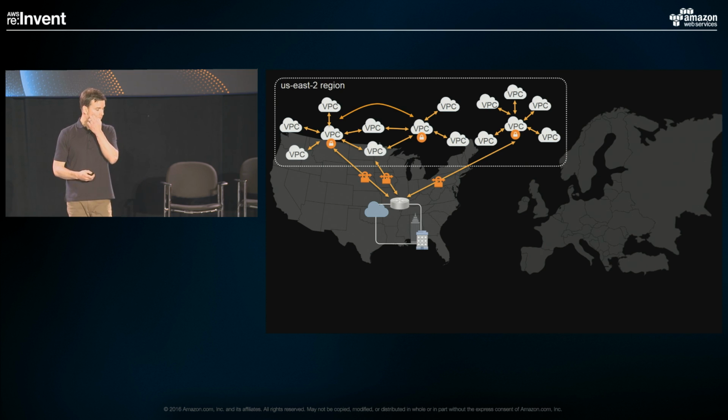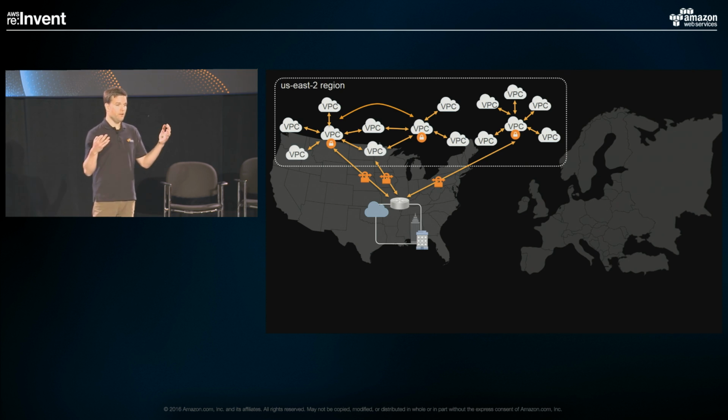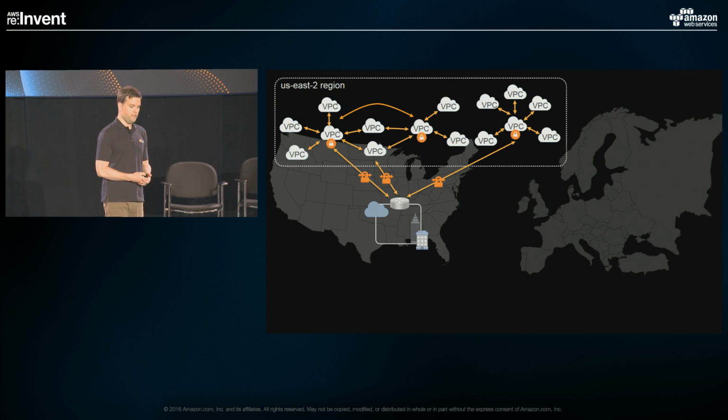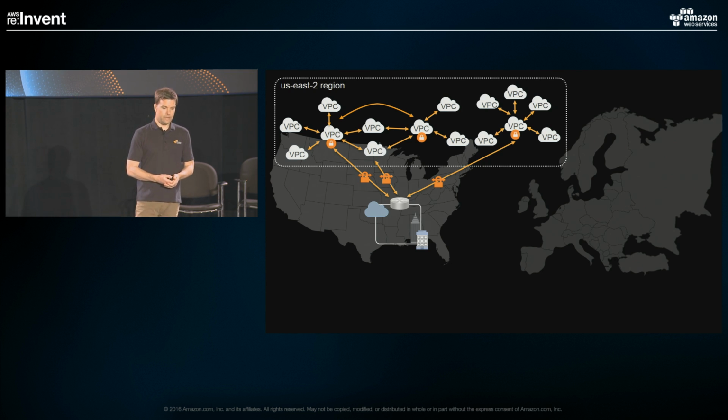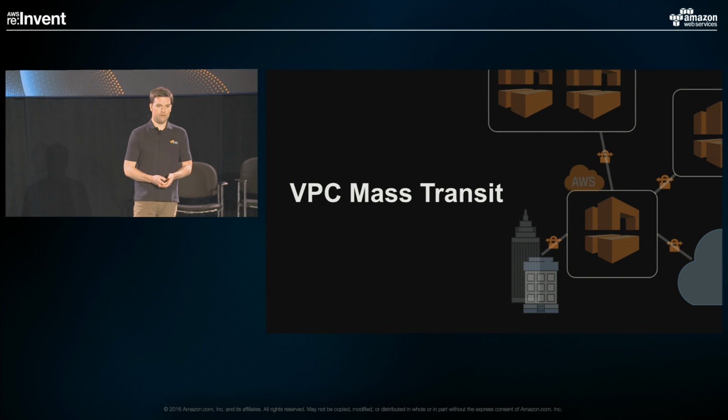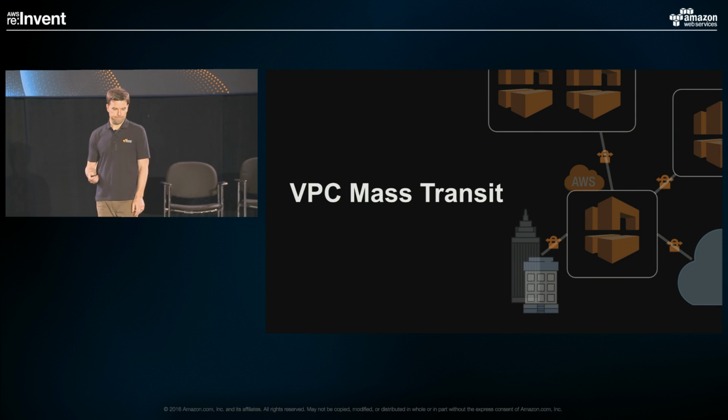So here we go. We've got all these spokes that now have requirements for end-to-end layer 3 connectivity, so no longer just proxy, high-level layer 7. We want end-to-end connectivity. And we've also got some other regions out there that are growing. We'd like to bring them into the fold. So now we move on to VPC mass transit.